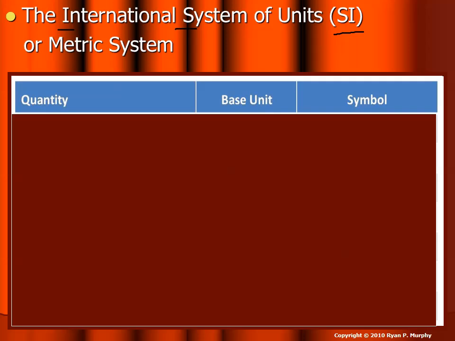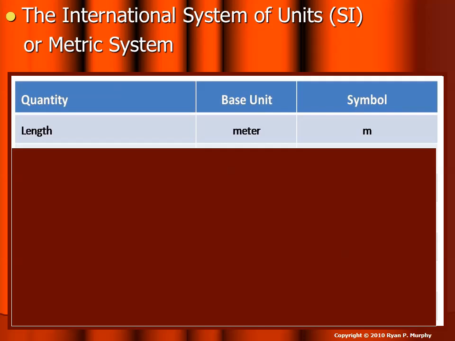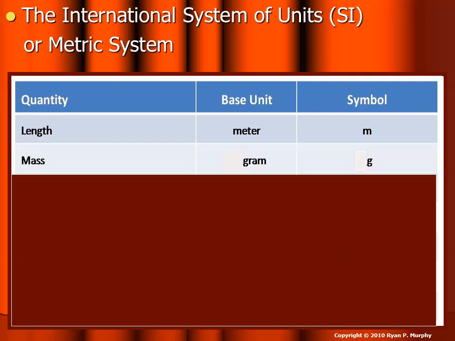So, what I want you to see here is the quantity or the type of thing that we're measuring. Are we measuring length? Are we measuring how heavy something is? Are we measuring how bright something is? That kind of thing. And then we'll see the unit that is used for that, and we'll also see the abbreviated symbol for that unit. So make sure you're filling these in as we go. For length, as we already know, we use meters, and the symbol for that is M. For mass, which is kind of like weight, we use something called grams, and the symbol for that is G.